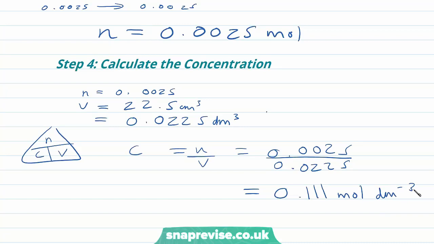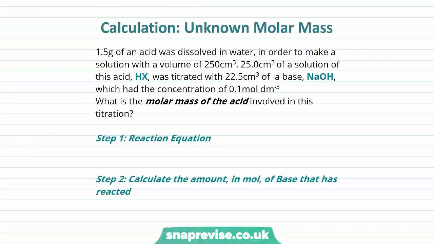So now we've had a look at finding an unknown concentration, let's have a look at a slightly different calculation to find an unknown molar mass. 1.5 grams of an acid was dissolved in water in order to make a solution with a volume of 250 centimetres cubed. 25 centimetres cubed of the solution of this acid, HX, was titrated with 22.5 centimetres cubed of a base, sodium hydroxide, which had the concentration of 0.1 moles per decimetre cubed. What is the molar mass of the acid involved in this titration?